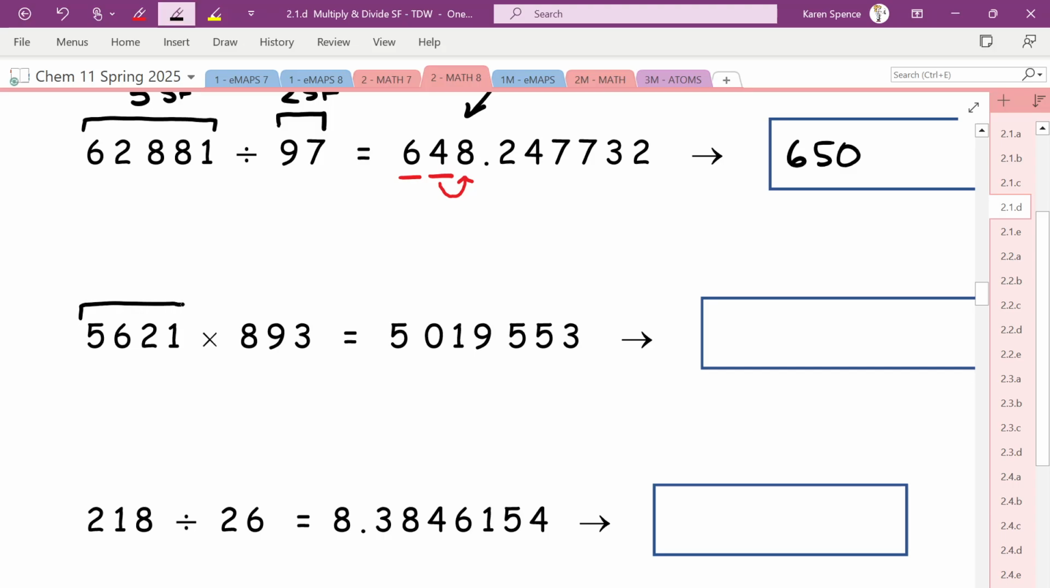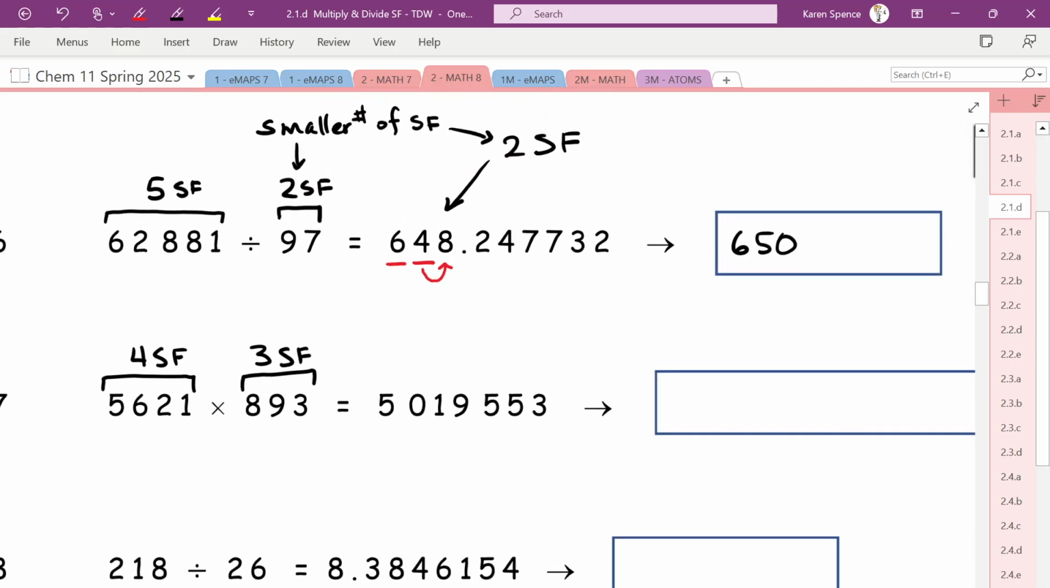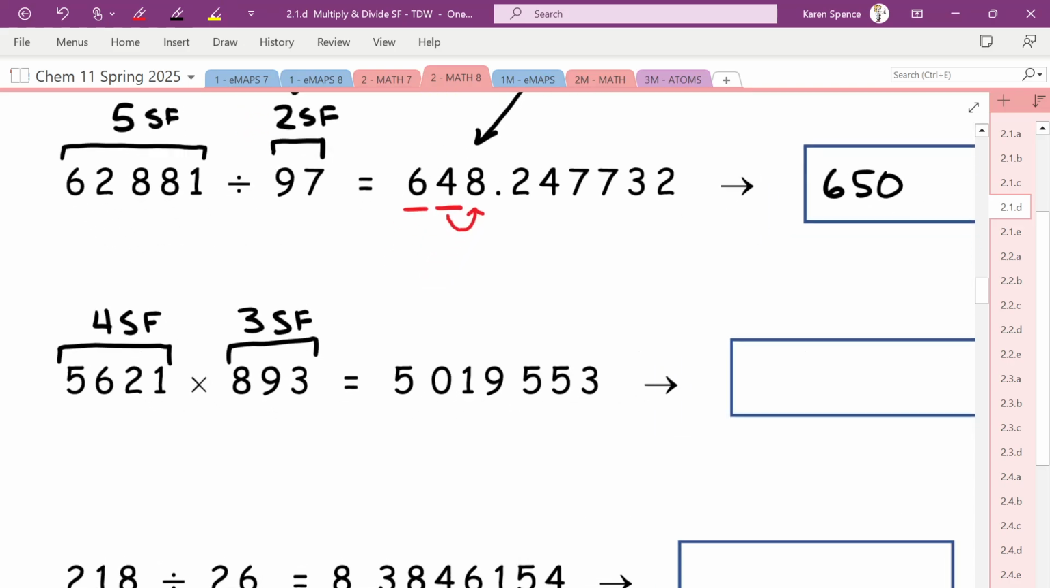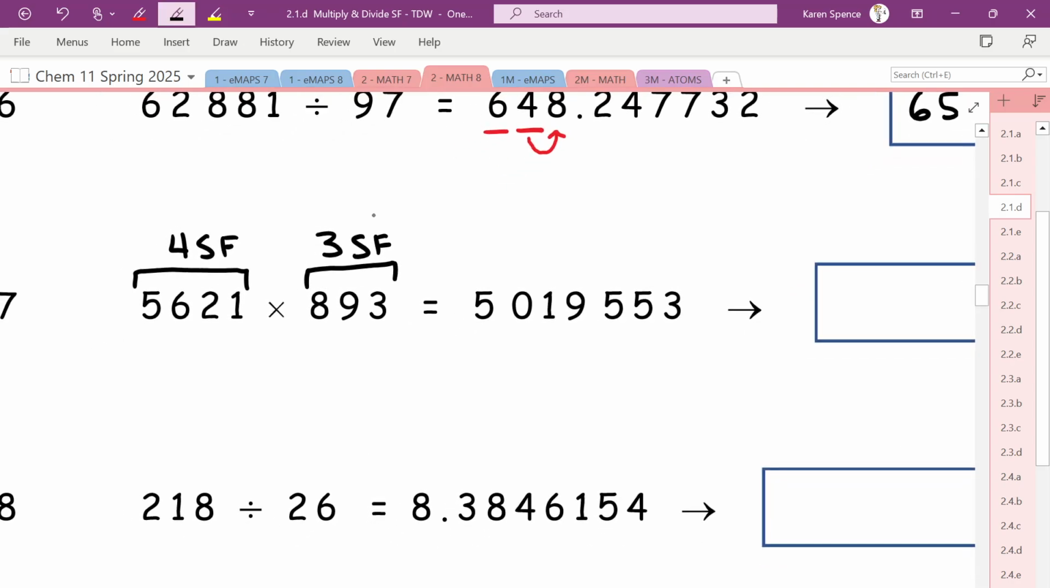Next one, 4 sig figs, 3 sig figs. So according to that, we have to find the smaller number of sig figs. Which is the smaller number of sig figs? 3. So this is our smaller number of sig figs. And that means that this one is also going to be rounded to 3 sig figs. Okay, so that's going to be 1, 2, 3.